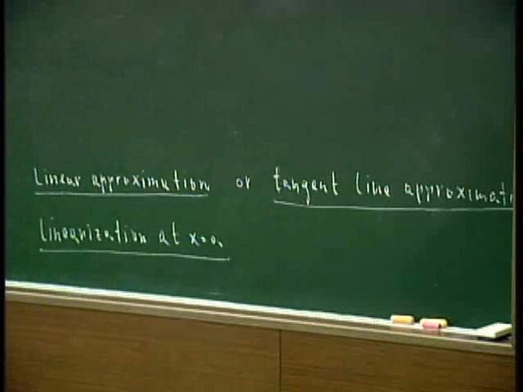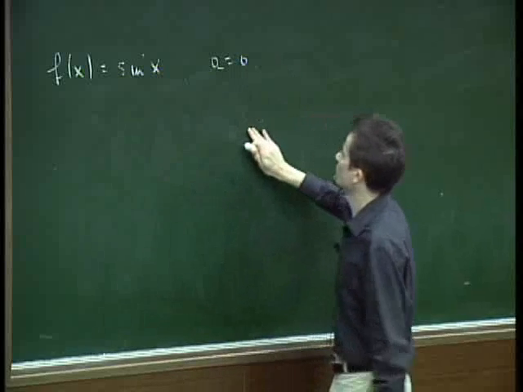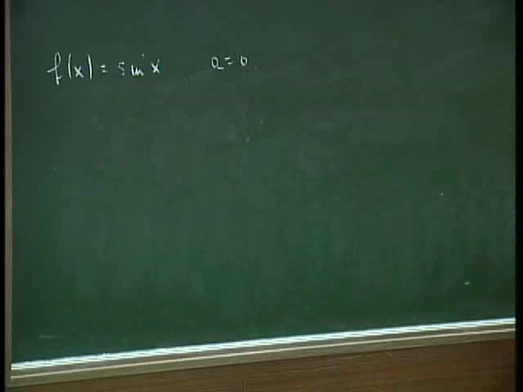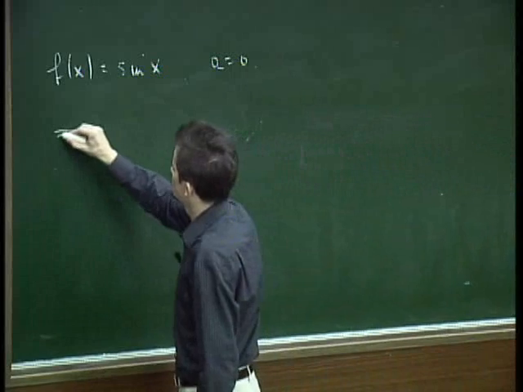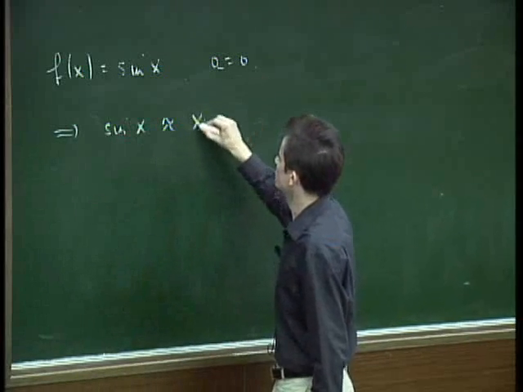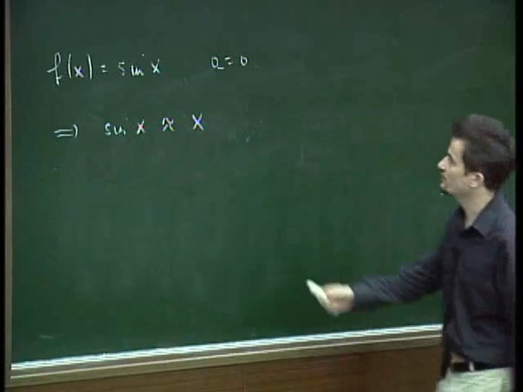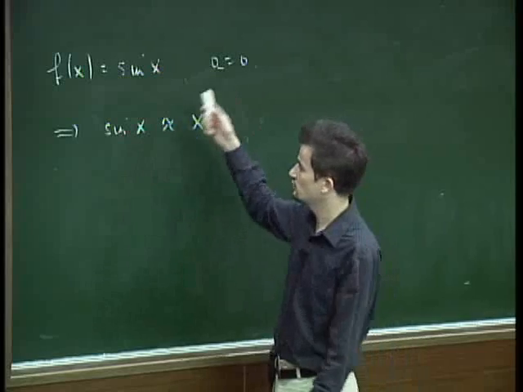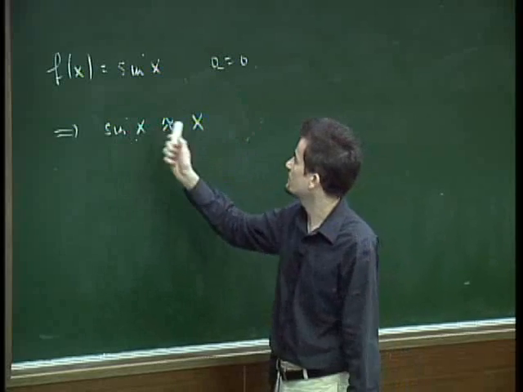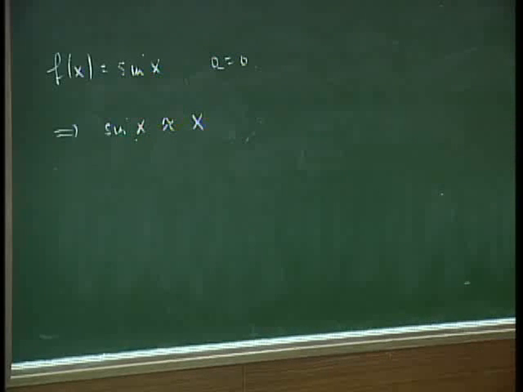For instance, if you look at a very easy function, the sine of x, and the point you're interested in is equal to 0, then, of course, you know that the tangent at 0 is just the line x. So you can approximate, for x close to a, close to 0, you can use x in order to approximate sine of x, which is more complicated. You have seen this in physics several times, I suppose.